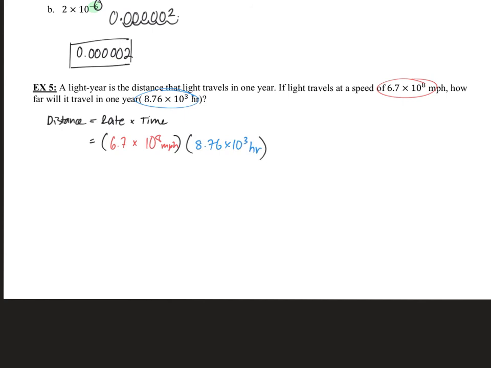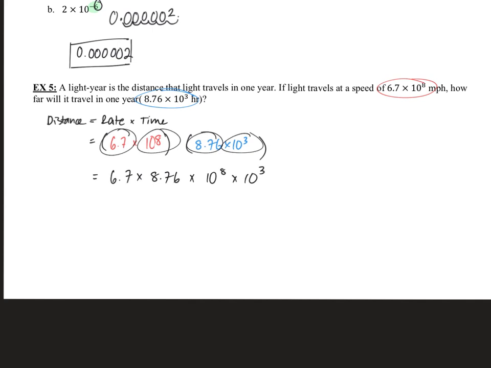All right, so what we're going to do, I'm going to ignore the units at this time. Let me go ahead and rewrite that. Okay. So then we're going to go ahead and regroup the decimals together and then the tens together. So we have 6.7 times the 8.76. And yes, we can do this because it's all just multiplication.